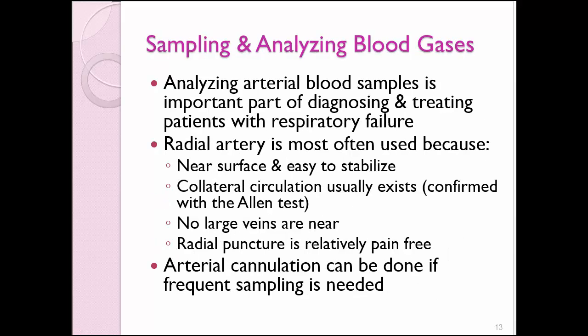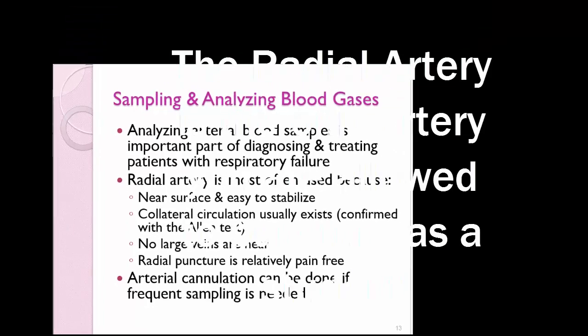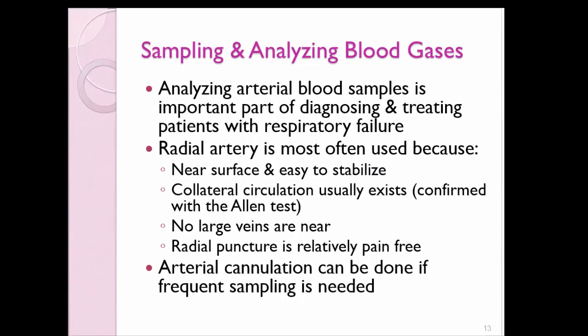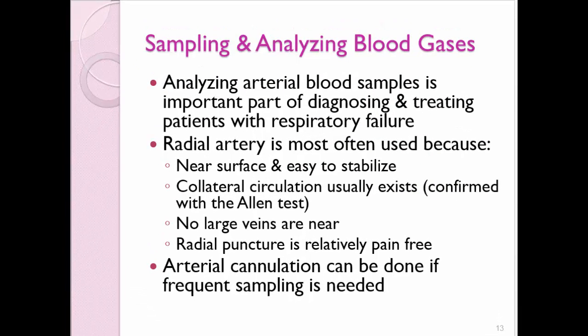Sampling and analyzing of blood gases. Analyzing arterial blood samples is an important part of diagnosing and treating patients with respiratory failure. The radial artery is the most often used because it's near the surface and it's easy to stabilize. You can verify collateral circulation using the modified Allen's test. Even though they're not large, there are veins near the site, but they're not like if you were sticking somewhere else. And the radial puncture is relatively pain-free.